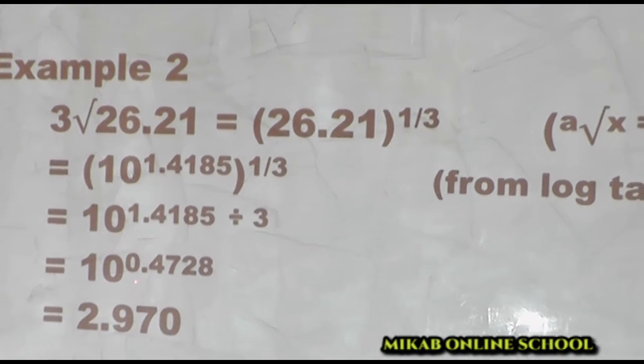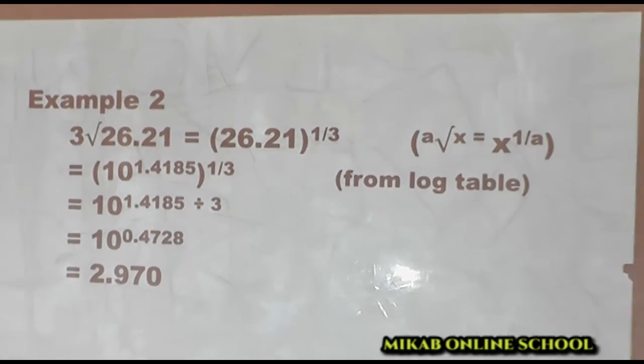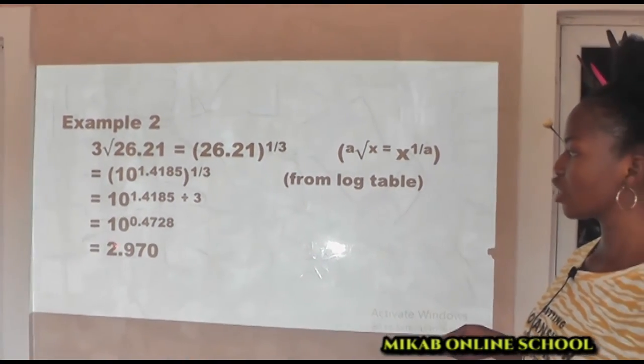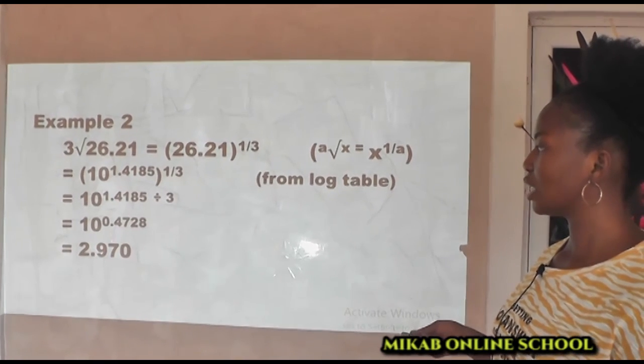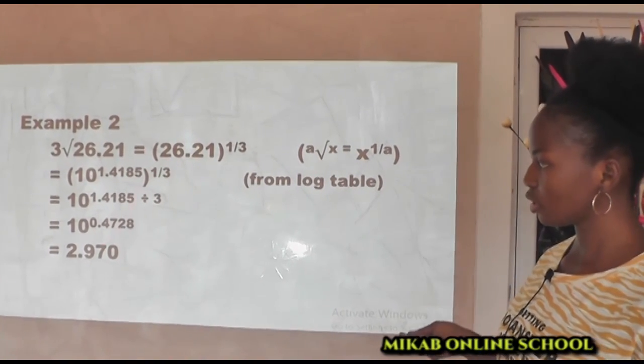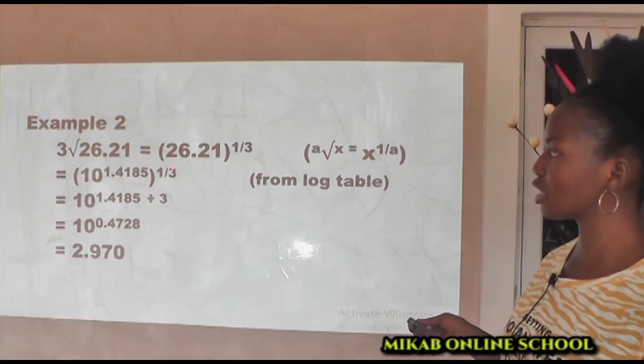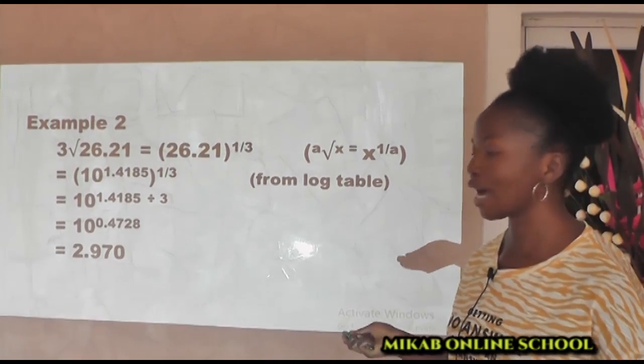That means 10 raised to the power of 0.4728 is going to give 2.970. That is all about the power and the root law.